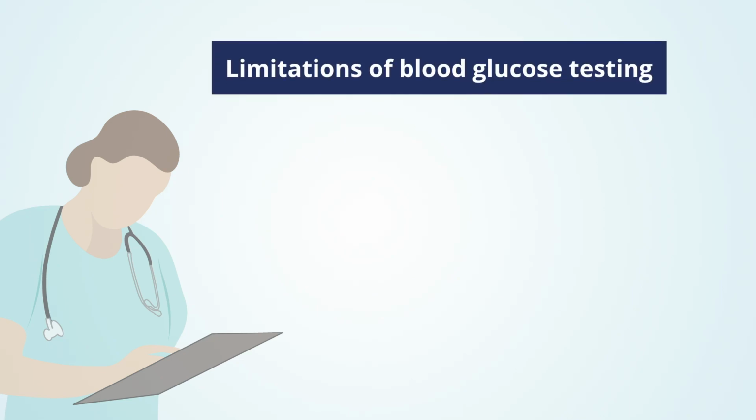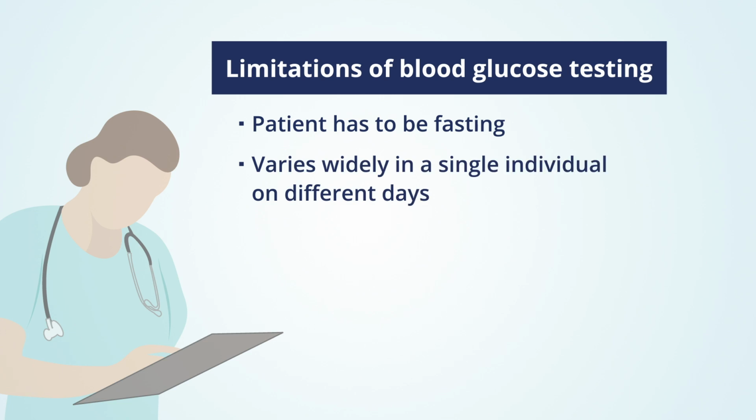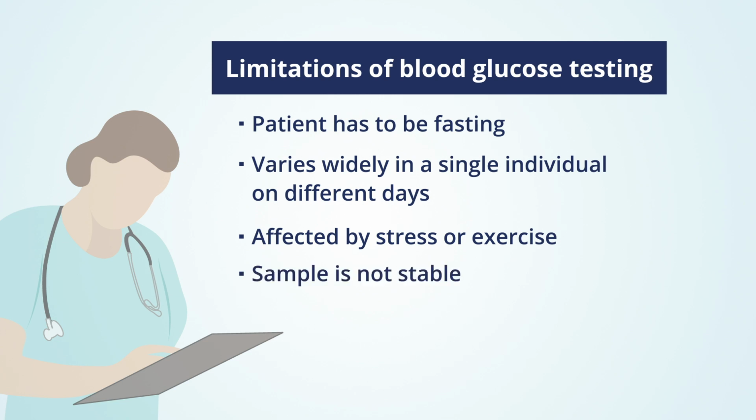For many years, blood glucose has been the only way that diabetes could be diagnosed. The limitation of blood glucose is that to diagnose diabetes, the patient has to be fasting. There are many other limitations. For example, it varies widely in a single individual on different days. It can be affected by many factors such as stress or exercise, and the sample is not stable, so once it's drawn, the blood has to be measured fairly soon or kept on ice.